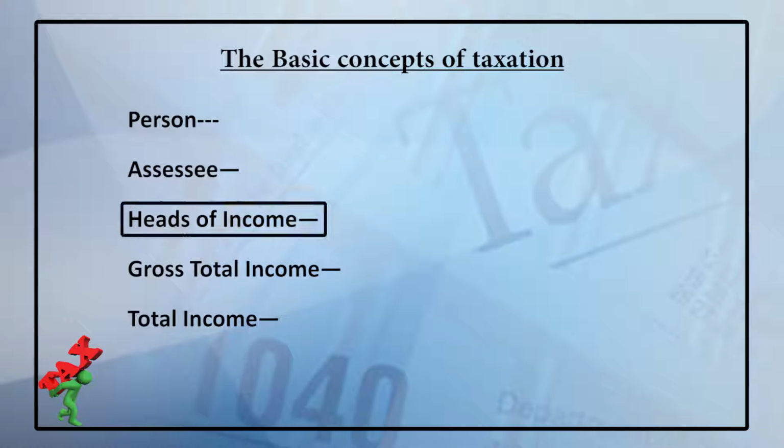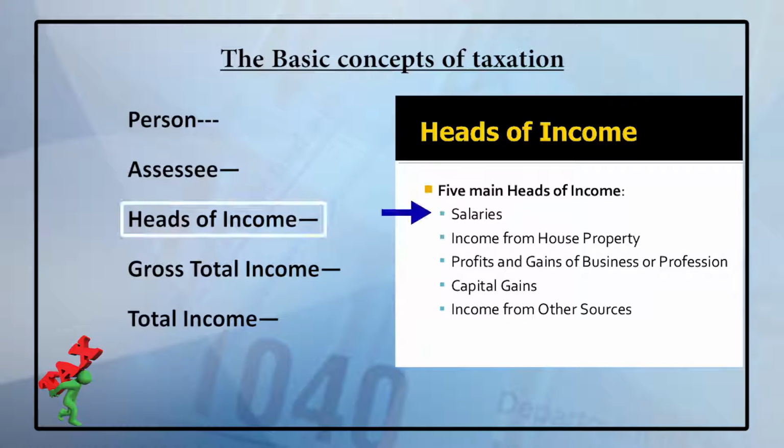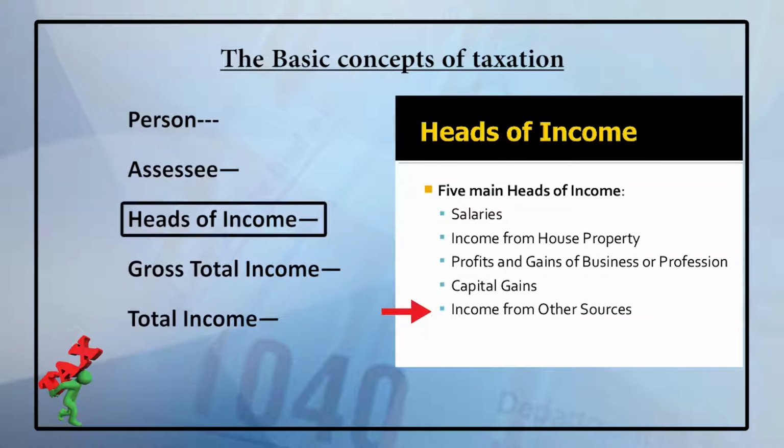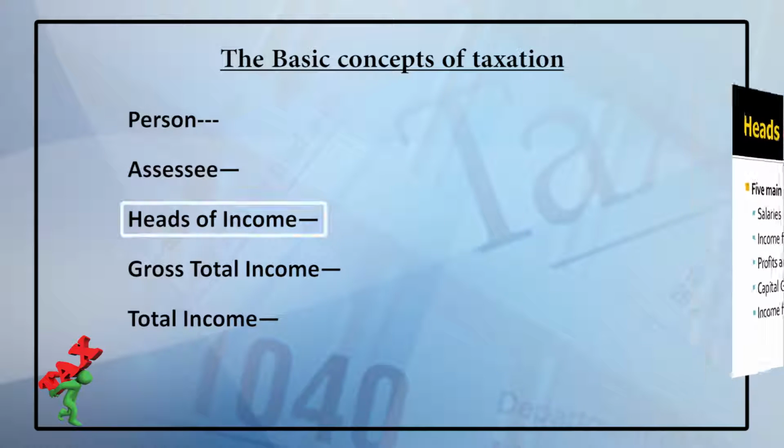There are 5 types of heads of income. As per section 14 of the Income Tax Act 1961, there are 5 heads of income: salary, profits and gains of business or profession, income from house property, capital gains and income from other sources. So, one person or one assessee may have different types of income which will be assessed under these 5 heads.